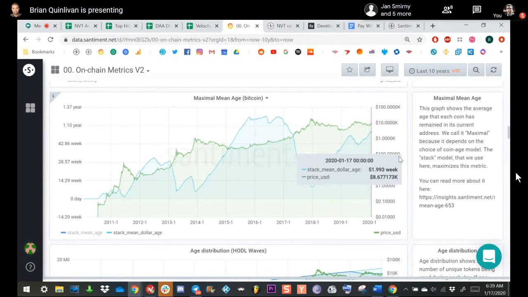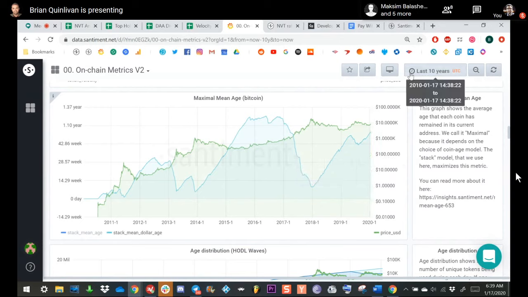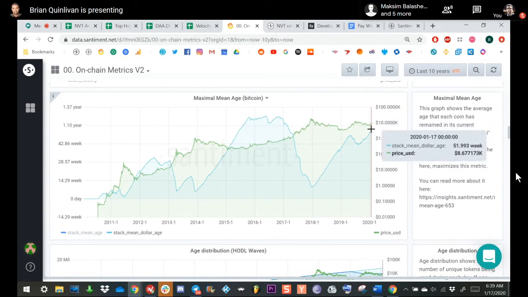We see now that there has been, of course, a very small uptick in the price and the same small decrease, for a very short period, in the mean dollar age. This doesn't tell us much so far, so we have to see how it will continue, but it's a signal that we should pay attention to. Some people cashed out some Bitcoins.